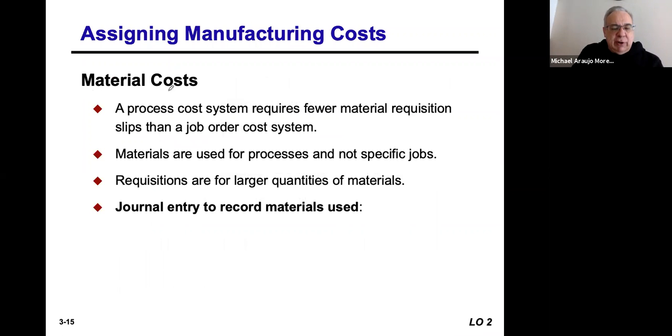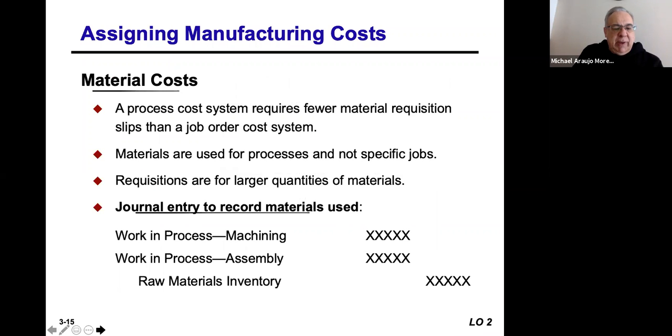First, we have materials that need to be requisitioned and assigned. The journal entry to record those materials would be a debit to work in process in the machining department, a debit to work in process for the assembly department, and of course, a credit to the raw materials inventory because that is being assigned to each of these two departments. So this number is broken up into what needs to be in the machining department when we start that process and how much needs to be in the assembly department when this whole thing starts.